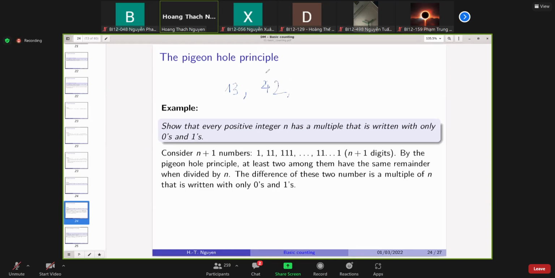So do you understand this example? Do you understand this example? Okay, so if there are no questions, then we will move on.